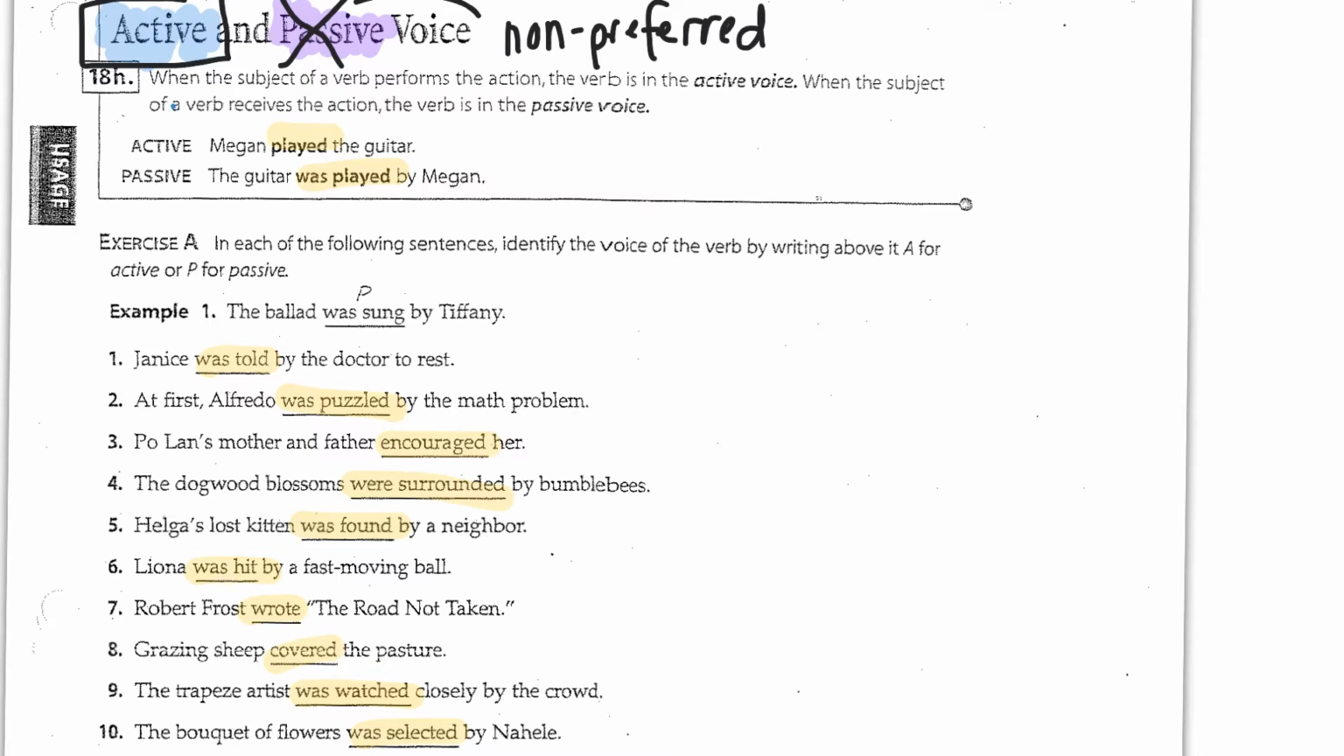And although this isn't really a real grammatical term, I think it will make sense if we look at the subject of a sentence in an active voice sentence and look at this active voice example and see that Megan, who is the subject of the sentence, is the doer of the guitar playing. We have Megan played the guitar. We're looking at the verb played and the subject Megan.